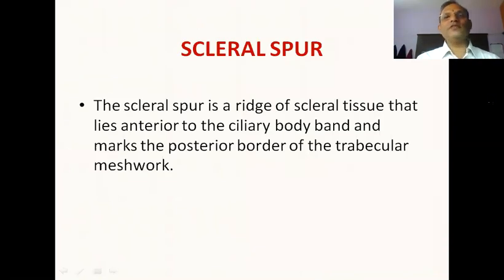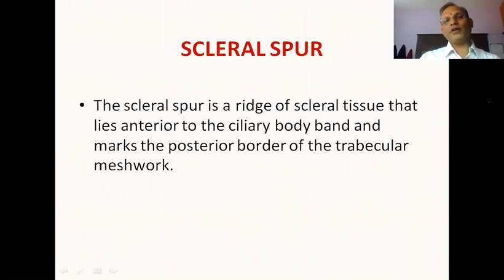The next structure seen from anterior to posterior in the angle is the scleral spur. This has very much importance in angle closure and open angle glaucoma. This is a ridge of scleral tissue that lies anterior to the ciliary body band, and marks the posterior border of the trabecular meshwork.